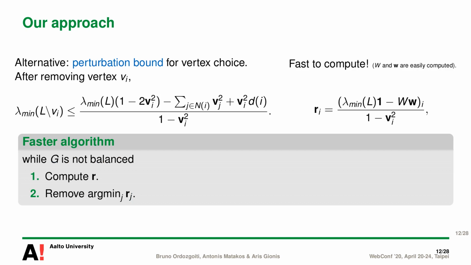Relying on this bound, we can improve our original greedy algorithm to rely on this upper bound instead of the exact value of the new minimum eigenvalue of the Laplacian. But this can still be slow, as we need to update the bound every time we remove one vertex. So we propose additional speedups.